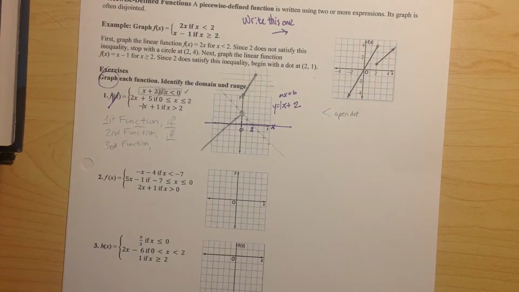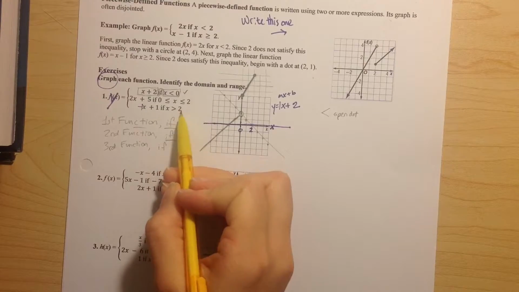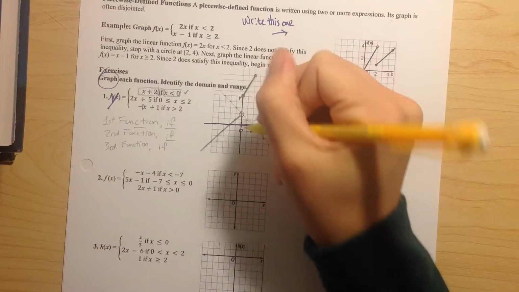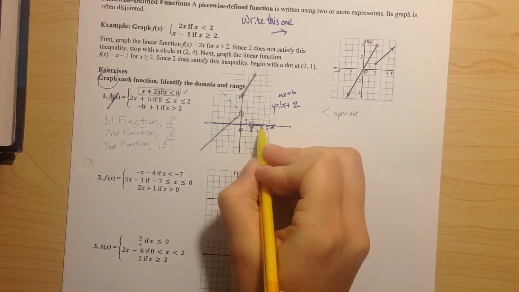There's my line, but I only want this one. Now I go for my if statement. If x is greater than 2. So 2 is right there. I want an open circle at 2. Greater than is this direction.